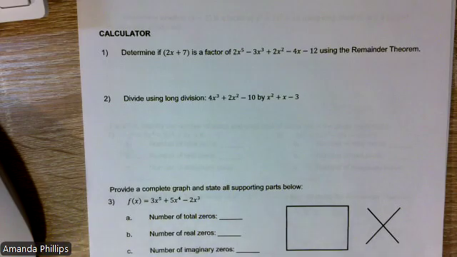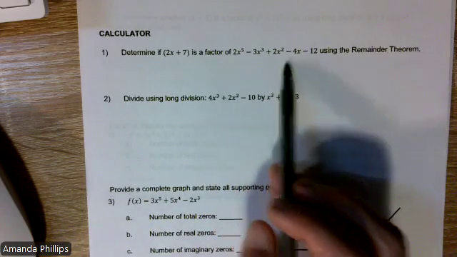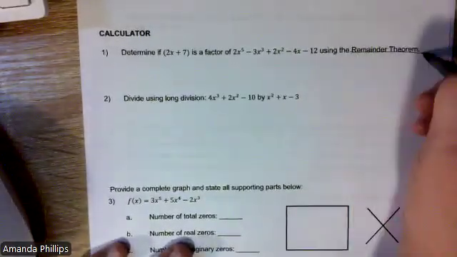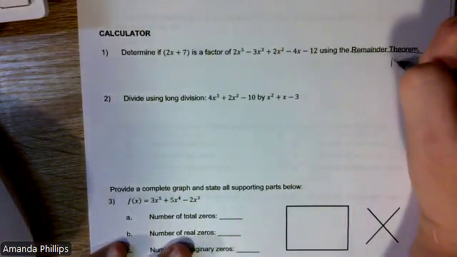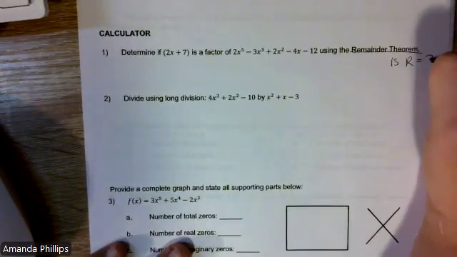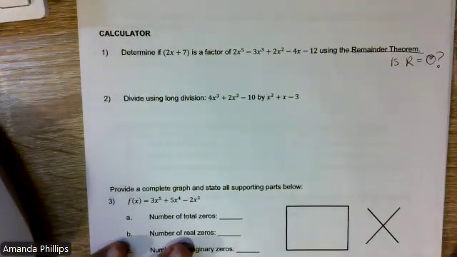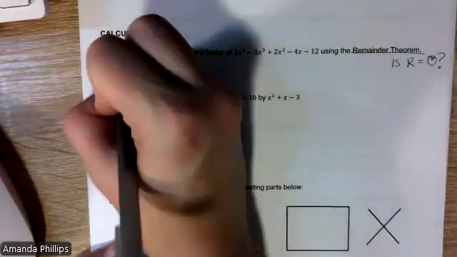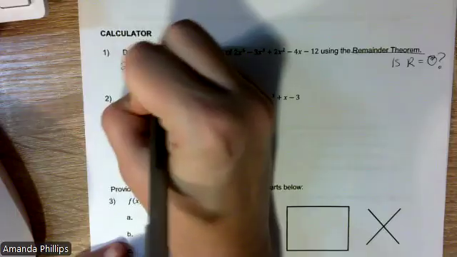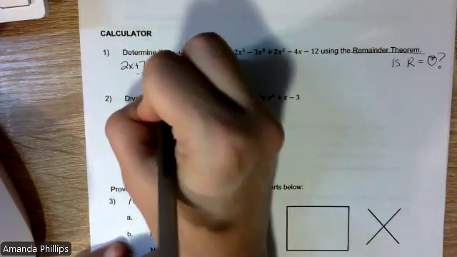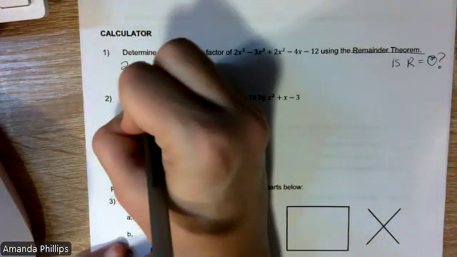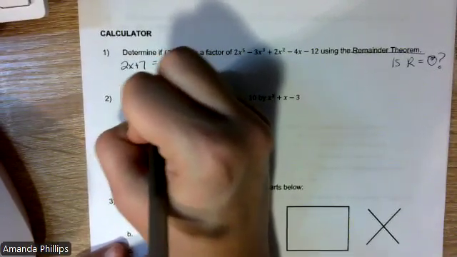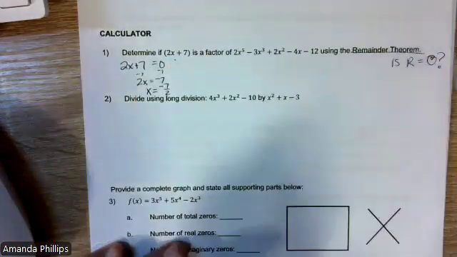So it says determine if this is a factor of this using the remainder theorem. Now remember, using the remainder theorem means all we're checking for is r equal to 0. That's what we're looking for. So if it's asking us if it's a factor, let's solve this. So we have 2x plus 7 equals 0. Subtract 7, that's where you guys mess up a lot. So we get 2x equals negative 7, divide by 2. So I know that x is negative 7 over 2.